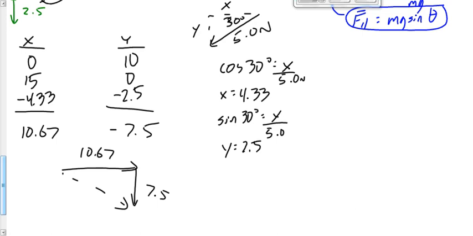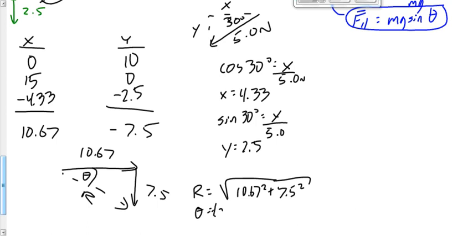And then what do you do with it now? Now it's easy, right? What do we do with it now? Sorry? Find the resultant. Good. And how do you find the resultant, Cody? Yeah. It's the Pythagorean Theorem, right? And then we're going to find theta by using the inverse tan function.